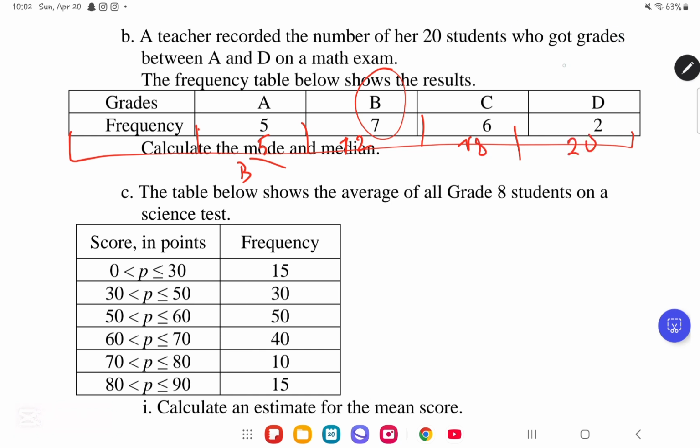Okay, so now that we have the cumulative frequency, we need to find the median. So we're going to do 20 times 50%, so it's going to be 10. Or another way you could do it is to add them all together. So 5 plus 7 plus 6 plus 2, you're going to get 20. 20 plus 1 divided by 2, you're going to get 10.5. So now you need to find the one that can hold 10.5. Definitely not 5, but 12 works. So definitely the mode and the median are the same. They are B.